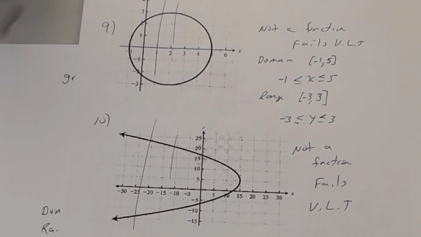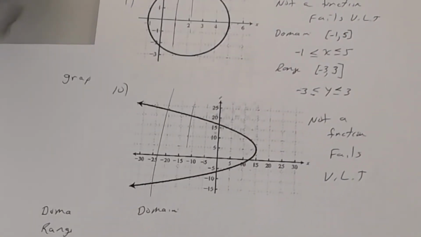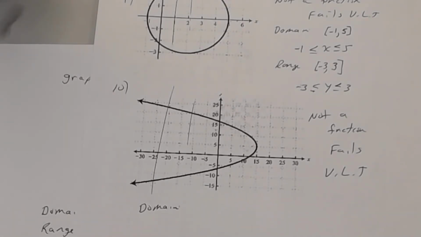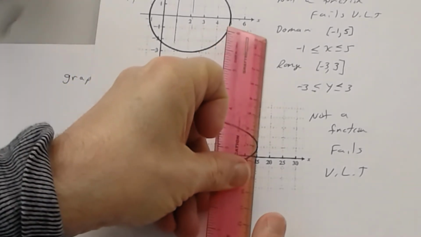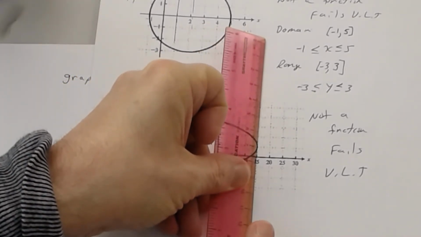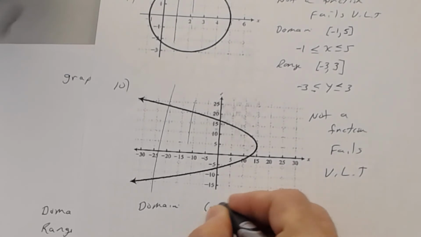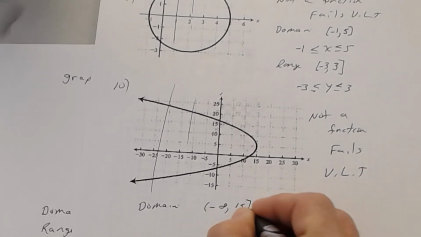Let's look at 10. For that one, let's do the domain first for number 10. So I think you can all tell me the domain here. As an interval notation, what's the domain, do you think? 15. It's not just 15. What's the domain? Negative infinity to 15. Negative infinity all the way to what? 15. Okay? So you're going to say parentheses negative infinity all the way to 15 with a bracket.